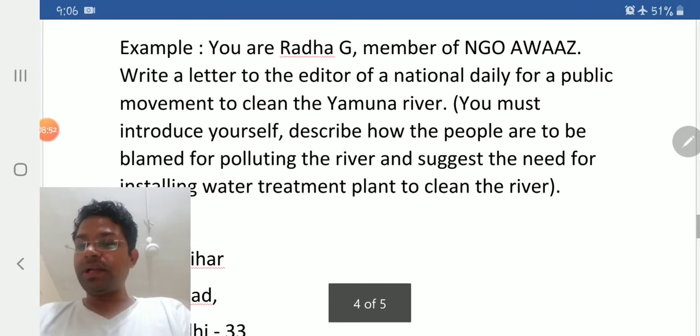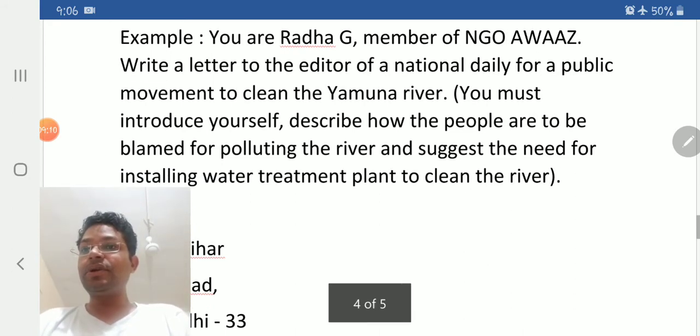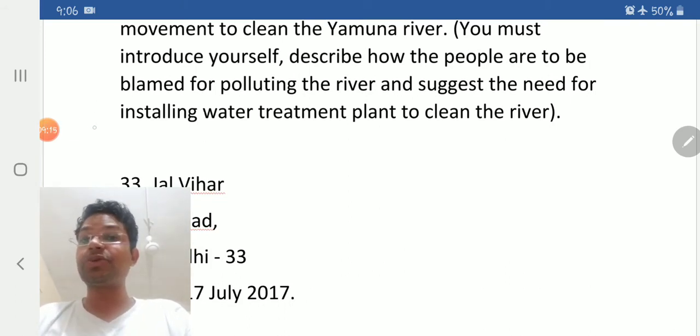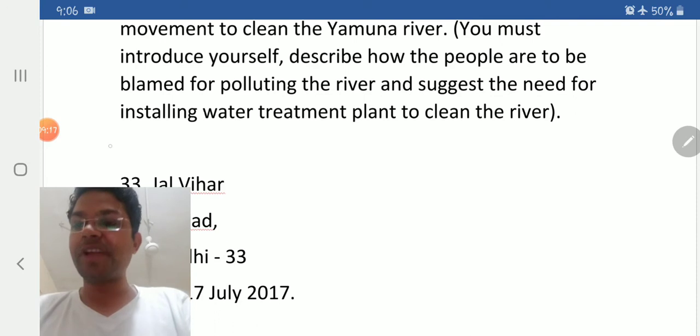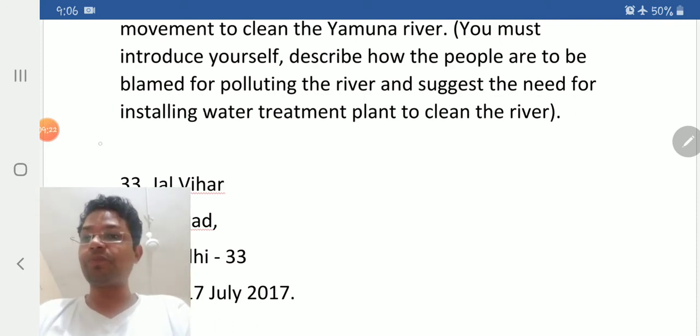This is how a question can be asked. You are Radha G, member of NGO Awaz. Write a letter to the editor of a national daily for a public movement to clean the Yamuna river. You must introduce yourself, describe how the people are to be blamed for polluting the river, and suggest the need for installing a water treatment plant to clean the river. These are some of the points given. Points may be given, may not be given, but you must have your own points. And you must know how to describe the subject.